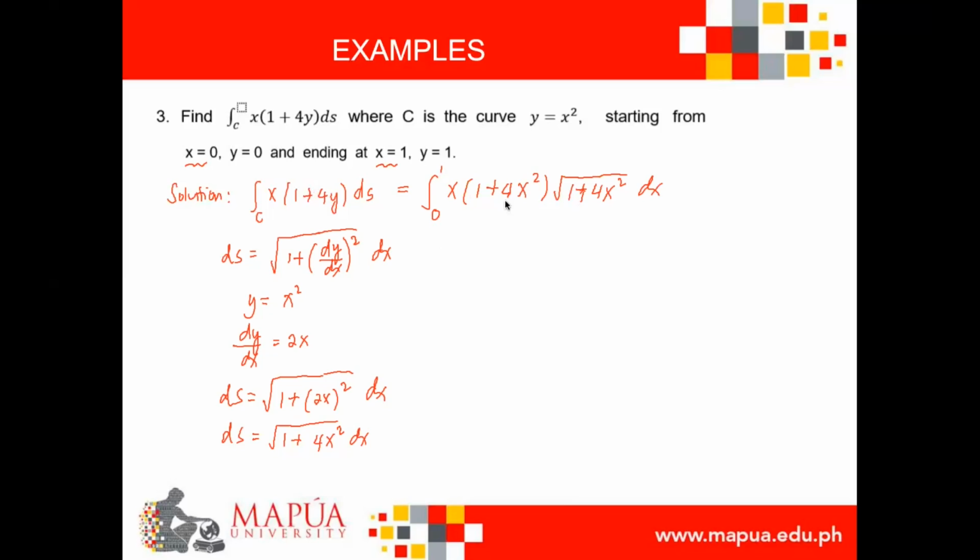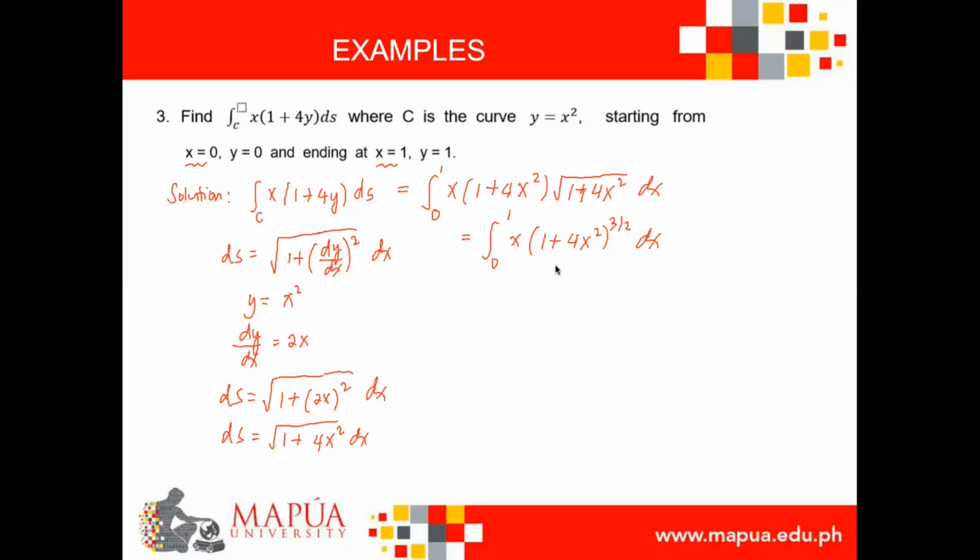Then simplifying the expression that we have here, let's combine these two because they are similar. We have 1 plus 4x squared as the radicand here, and then we have the expression 1 plus 4x squared. So this is now adding the exponents. The exponent of this binomial is 1. The exponent of this radical is 1/2. So we can now write this as the quantity 1 plus 4x squared raised to 3/2 dx, from limits 0 to 1.